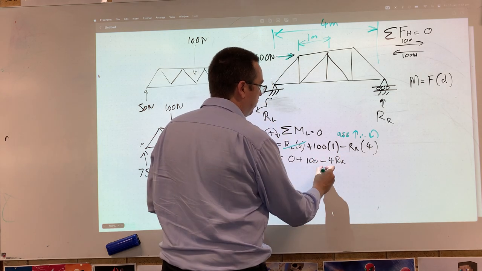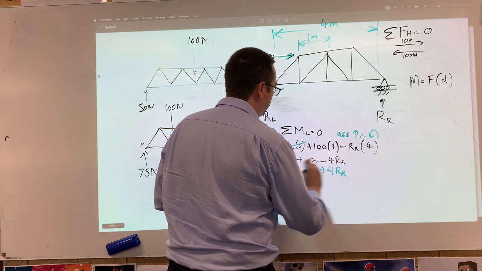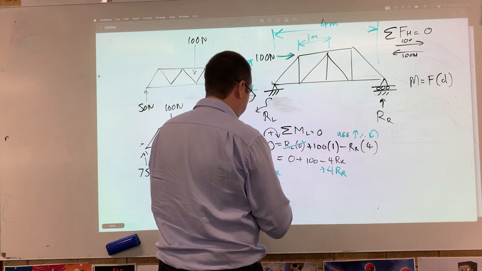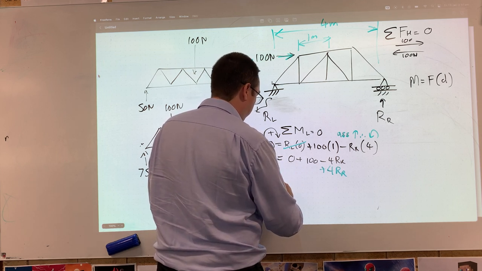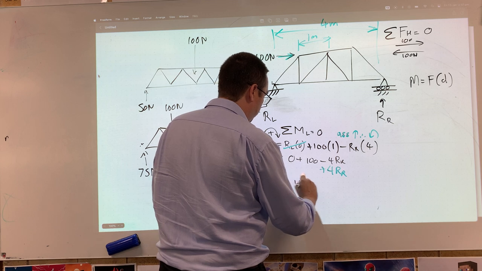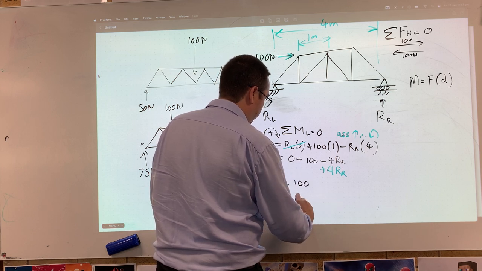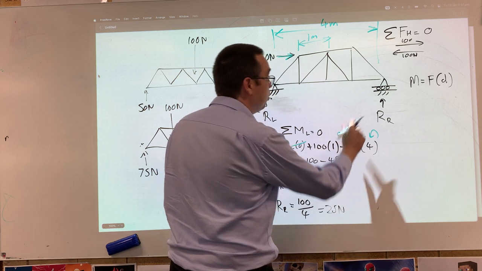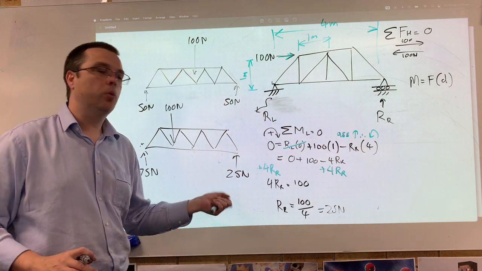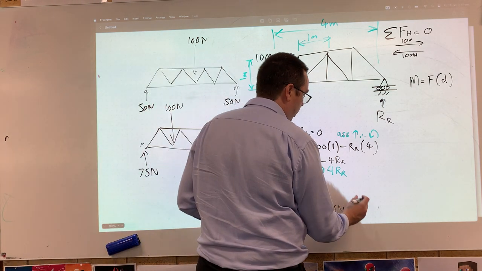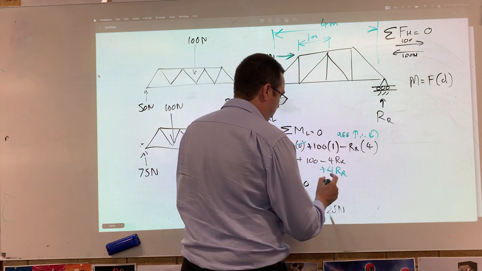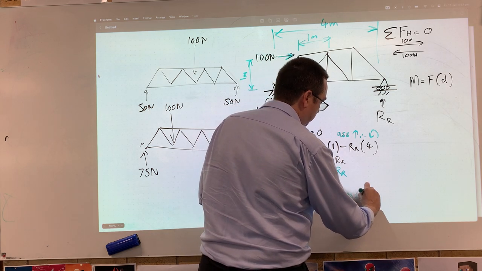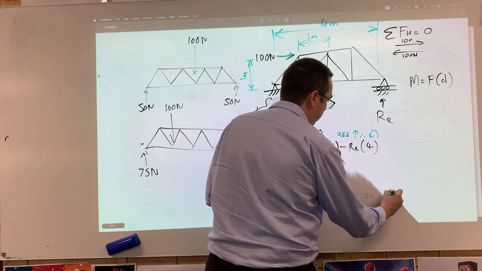Now, I want to move that over. Most people are okay with that level of algebra. 4RR equals 100. So therefore, RR equals 100 divided by 4 equals 25. Which is what we calculated earlier, and our assumption was correct. So we can say here, this was positive. Therefore, our assumption was correct, therefore, up.